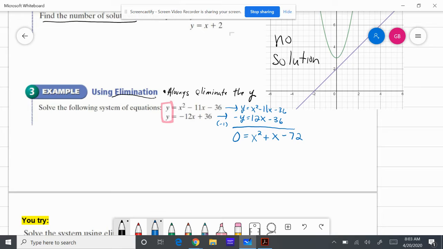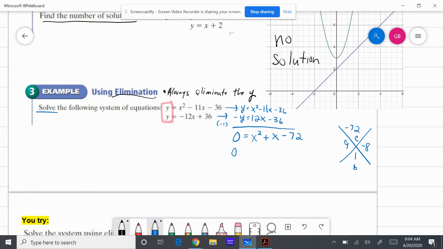This is actually something that we did a couple months ago in class. So now we're still solving, but notice that we only have one variable. And to solve this quadratic function, we're going to factor. To factor this one, I'm looking for numbers that multiply to negative 72, which is the C value, and add up to 1, which is the B value. So numbers that multiply to negative 72 and add up to 1, it's going to be 9 and 8, but the 8 has to be negative.